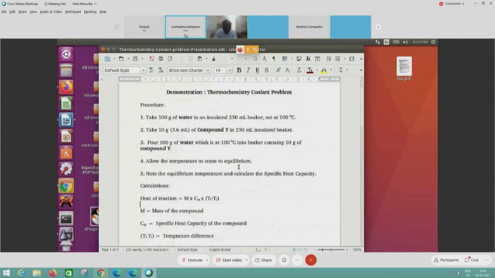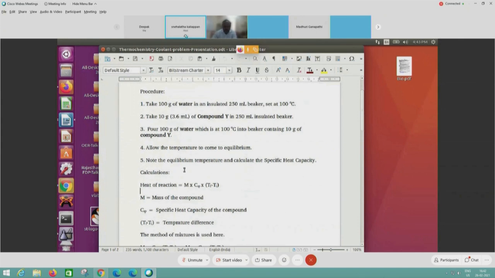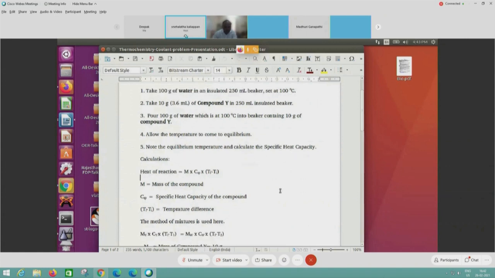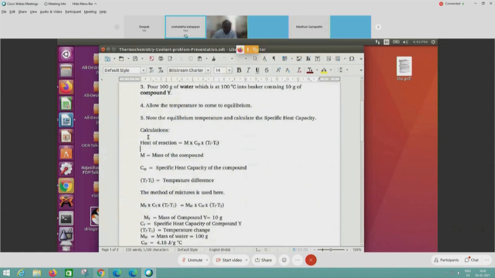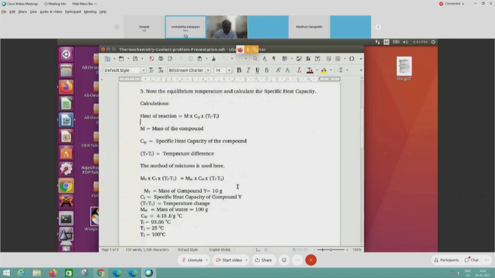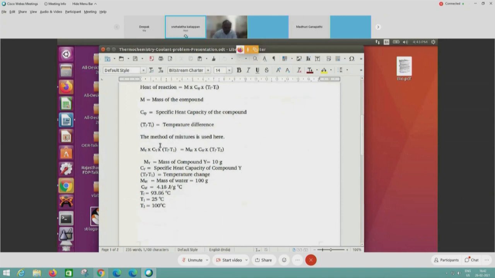Okay, then allow the temperatures to come to equilibrium, and we'll note that equilibrium temperature and then calculate the specific heat capacity. So the heat capacity calculations are given here. It's just m s delta T, where the m I've written in a different way. So mass of the compound, specific heat capacity of the compound, and then the temperature difference, initial and final. So the method of mixtures you use, and then you substitute all the values here.